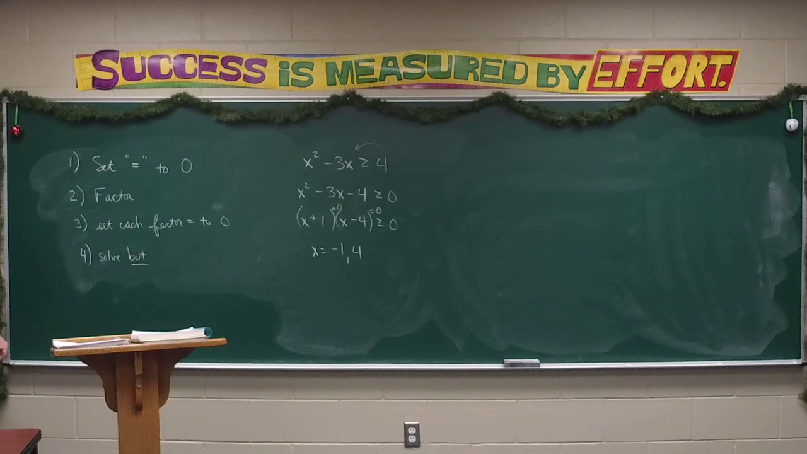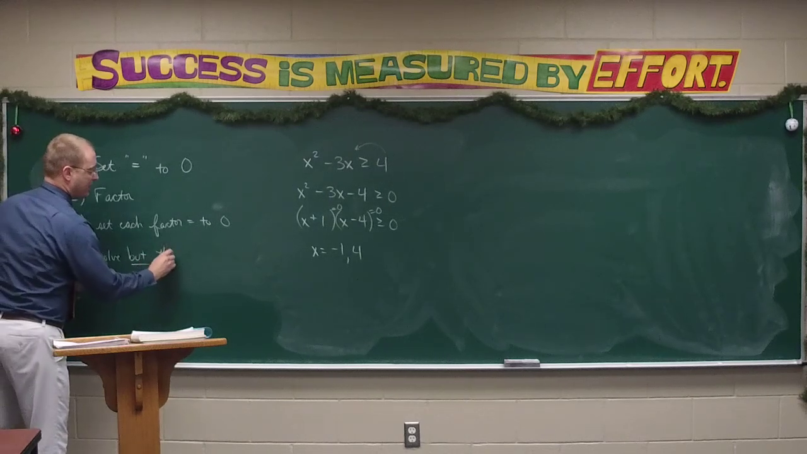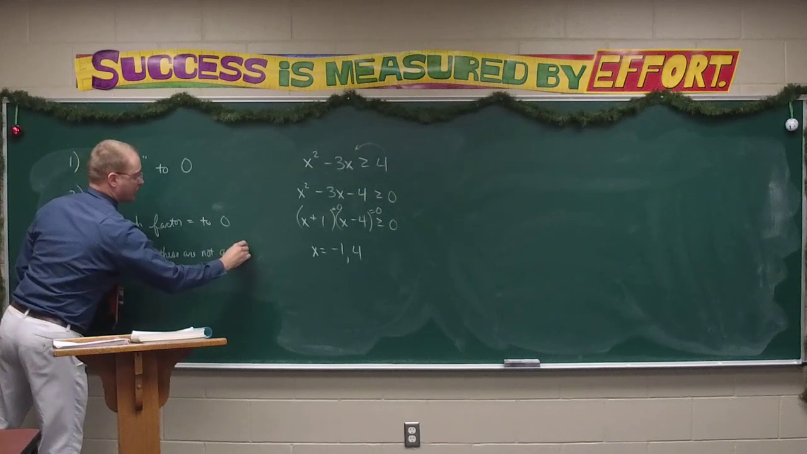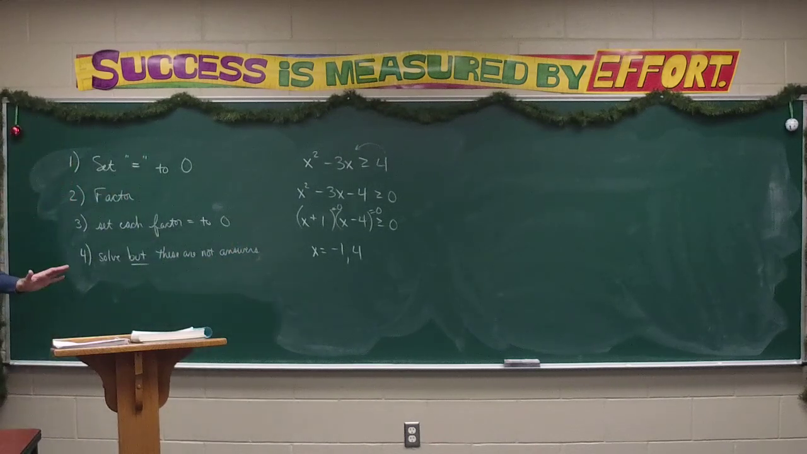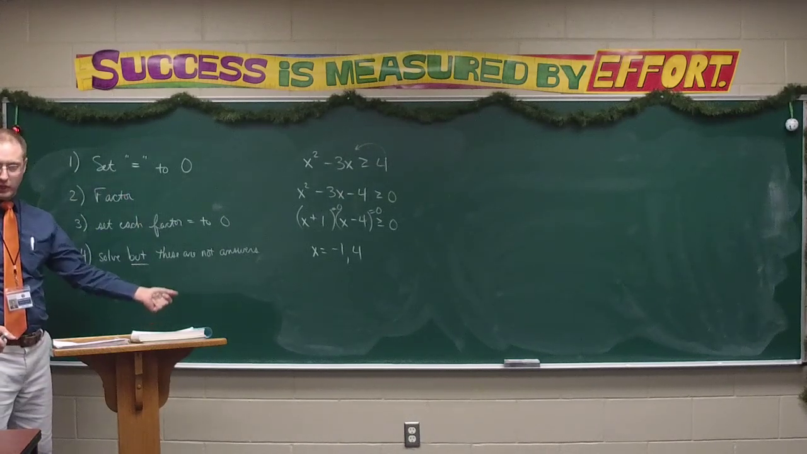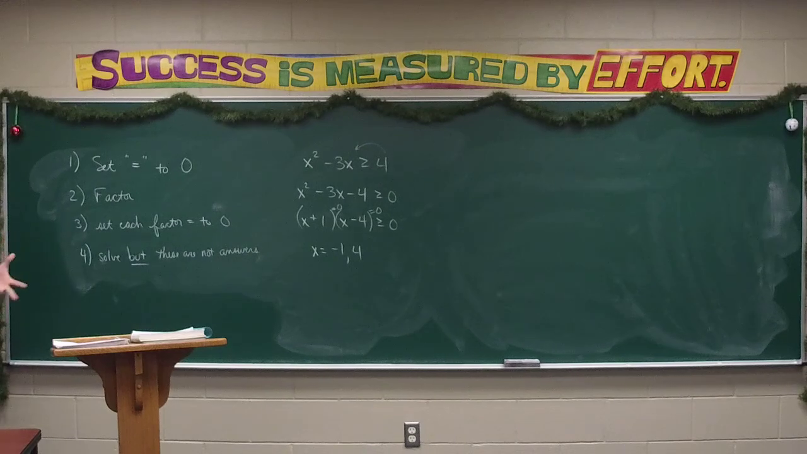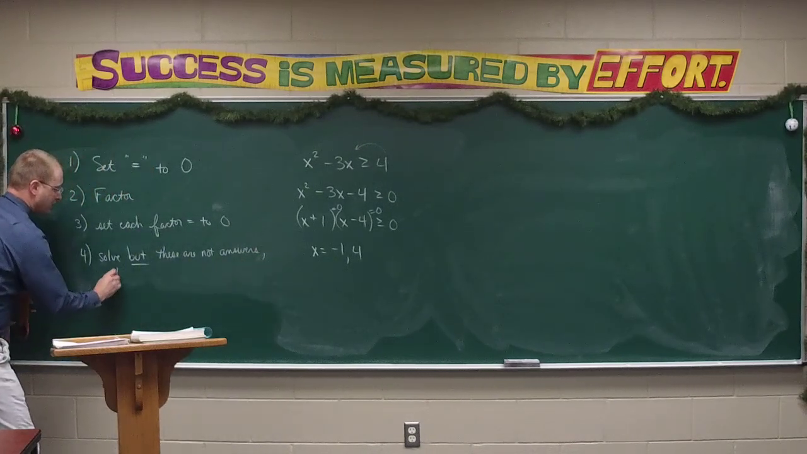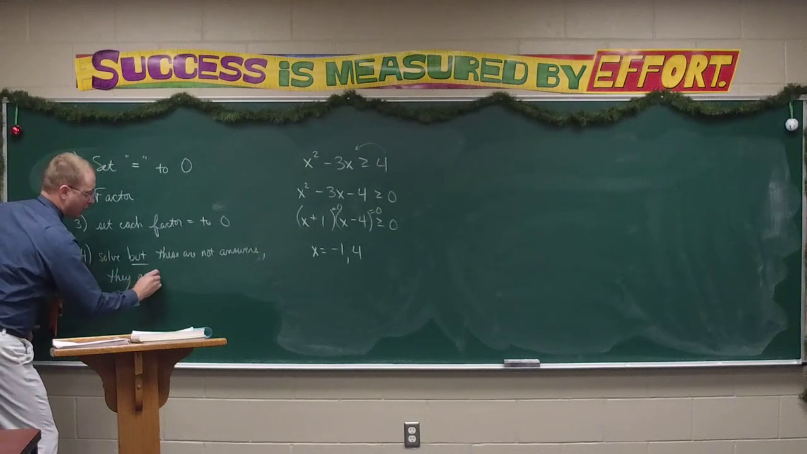And number 4 then, solve, but these are not answers. Right? You can't possibly solve an inequality which gives you ranges of values on the number line and come up with 2 concrete answers for x. It's got to be a range or ranges of answers, right? These are not answers. They are separator points on the number line.